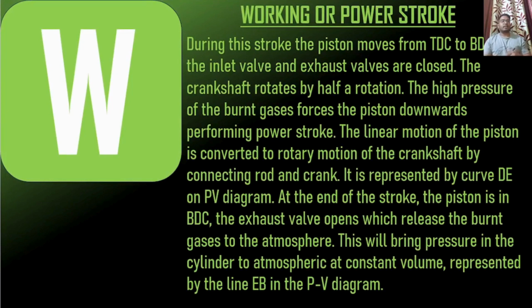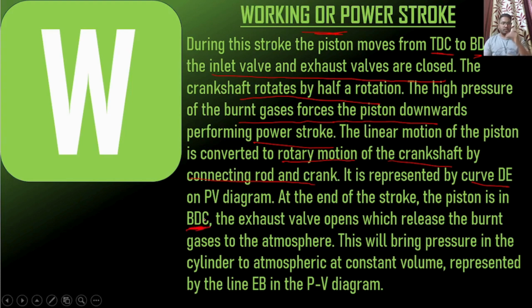Now, let's get to the next stage, that is the working or the power stroke. During this stroke, the piston moves from TDC to BDC. Both the inlet valve and exhaust valve are closed. The crankshaft rotates by half a rotation. The high pressure of the burnt gases forces the piston downward, performing the power stroke. The linear motion of the piston is converted to rotary motion of the crankshaft by the connecting rod and crank. It is represented by curve DE on the PV diagram. At the end of the stroke, the piston is in BDC, the bottom dead center.